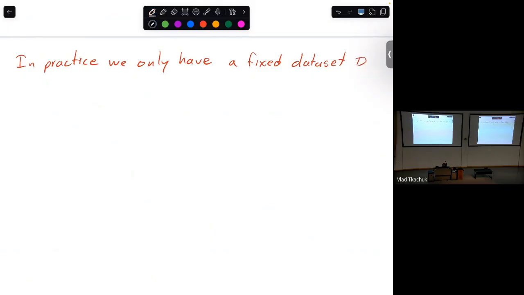is: train on a data set, train on, let's say, D-train, and evaluate on D-test. And these are different data sets. We're going to define them in a moment, right?